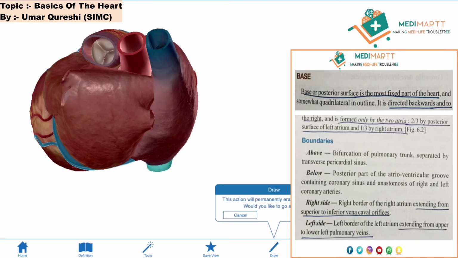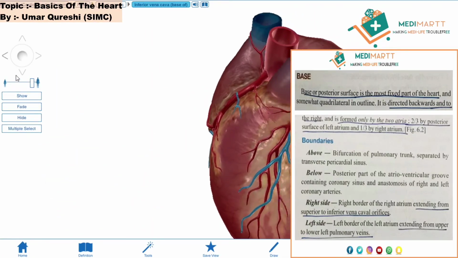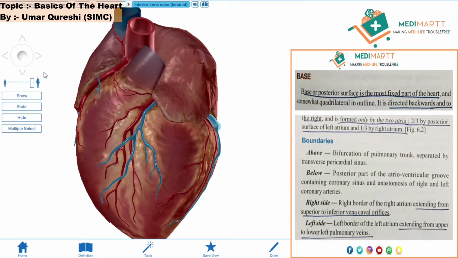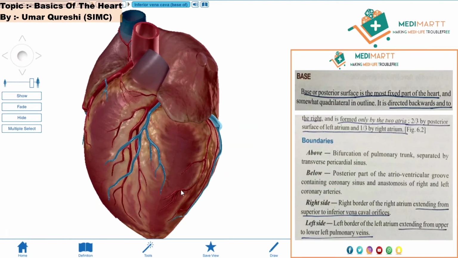You just have to remember this and answer your teachers. When your teacher asks you what the boundaries of the base are, you have to answer just like that. You don't have to show a lot of things, just remember this and answer it.